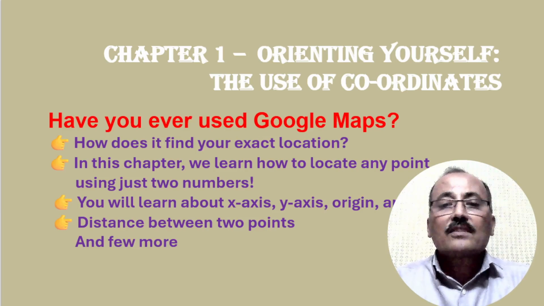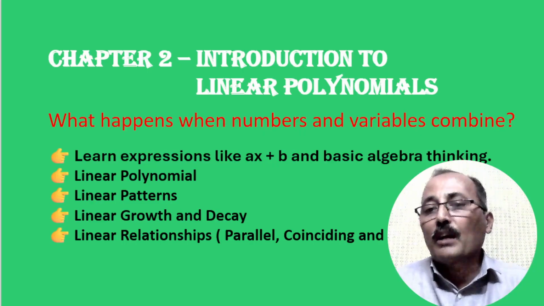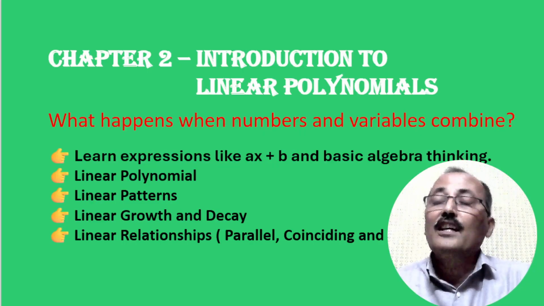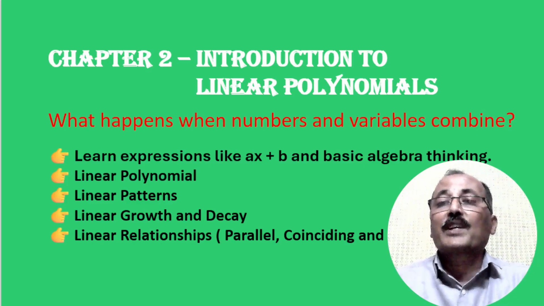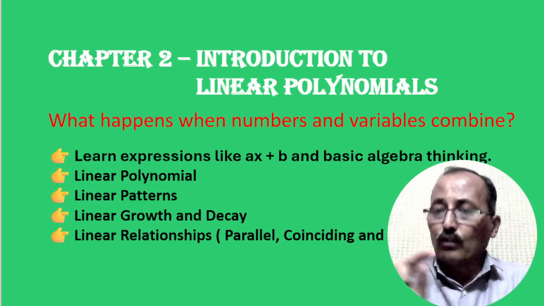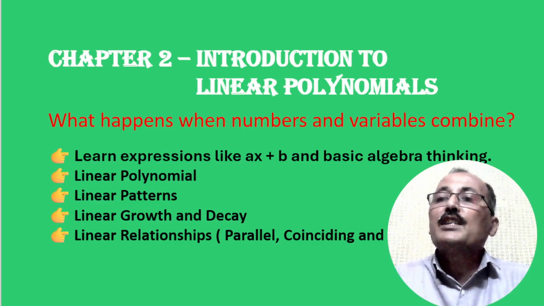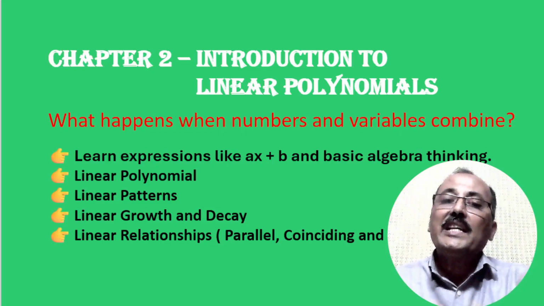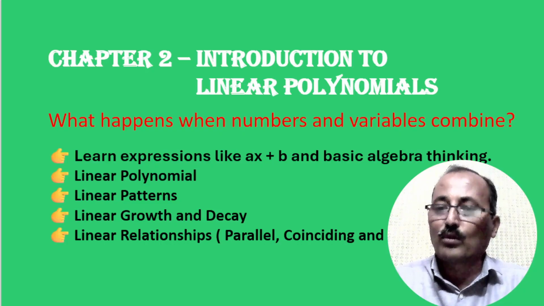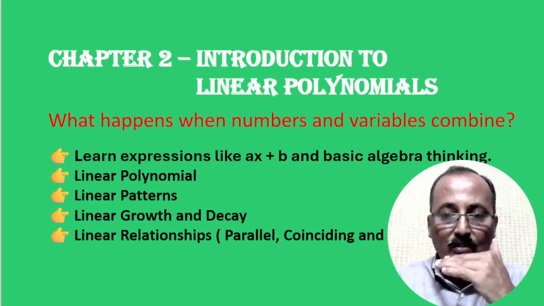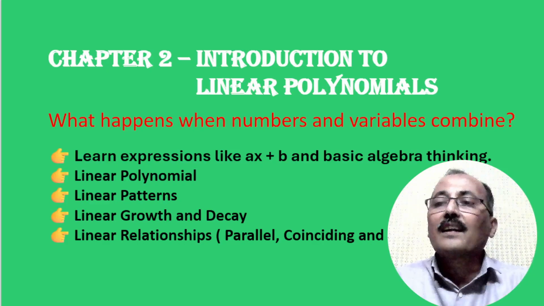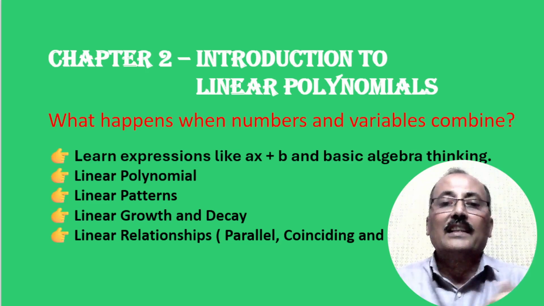Now let us go to chapter 2. What is chapter 2? Introduction to linear polynomials. What does it contain? Linear expressions like ax plus b form, yes, 2x plus 3, it denotes a line. And basic algebra thinking, you know about x, b, a, those things already, x plus y, 2x plus 3, 3x square plus 5x, like that we have seen the terms, expressions. That and all you are going to read in this one.